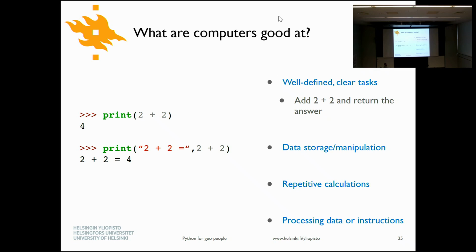So what are the things you already mentioned in some of your comments? The things that computers are good at. Computers are good at calculations. As some of you mentioned, it's just a very big calculator, essentially. So computers are very good at well-defined, clear tasks.